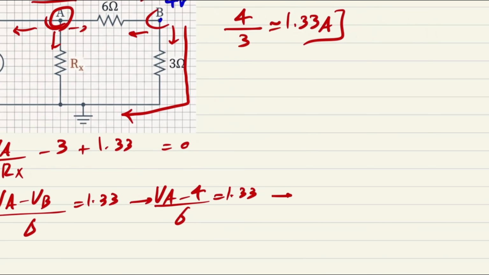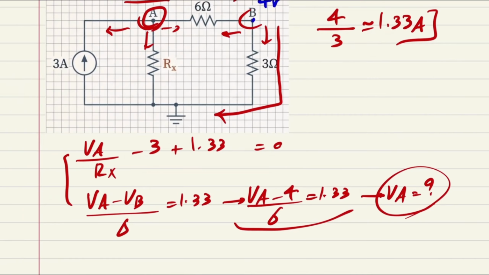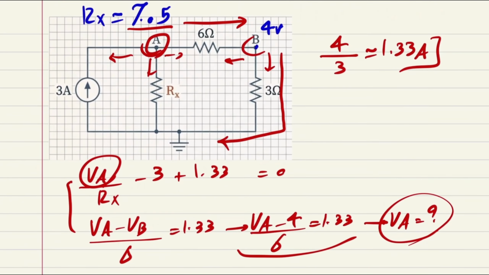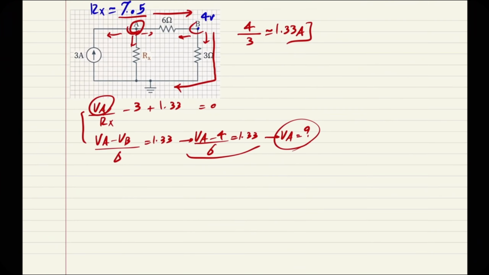Then I can find VA. It is so simple. It's just about rearrangement. You can find a number. When I found VA, I can put it just over here. And after that, I can find RX. So if you do that, your RX should be 7.05. Based on that, you can find the power, you can find the current.